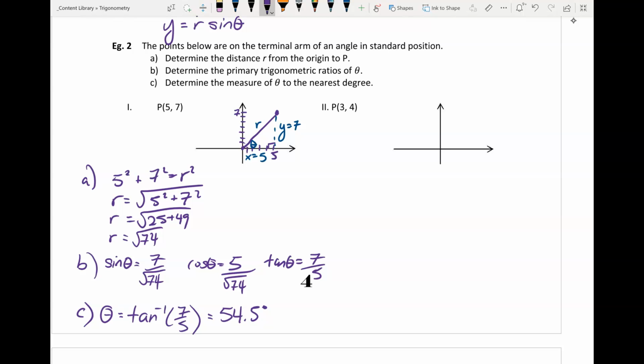Moving on to the next question, we're going to plot the point 3, 4. Again, this is in quadrant 1, just because our x and y are positive. And then I'm going to make a terminal arm connecting with the origin. I can also close this off so I can create a right triangle and label my sides. To find r, we're going to use Pythagoras.